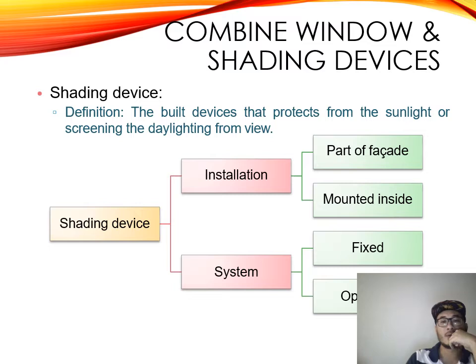Using a system, there are two types of system. One is a fixed system and another one is an operable system. A fixed system means that it is fixed in terms of shading device movement according to the time. But an operable system allows the user, the human, to operate the shading device whenever it is necessary to change it.